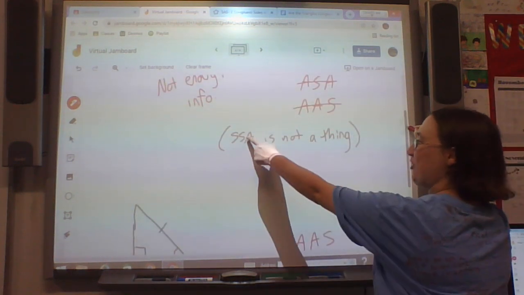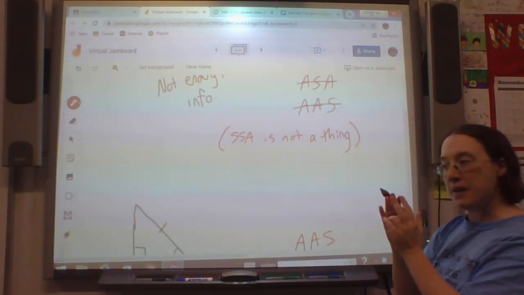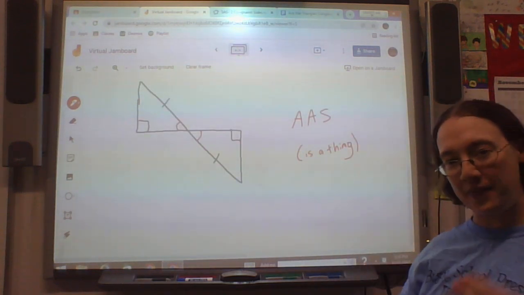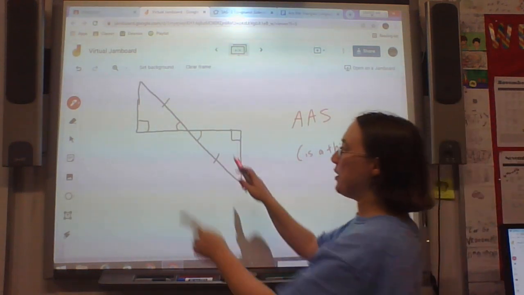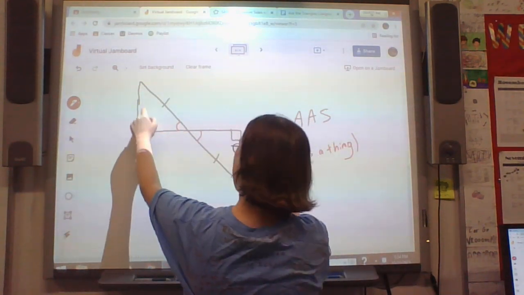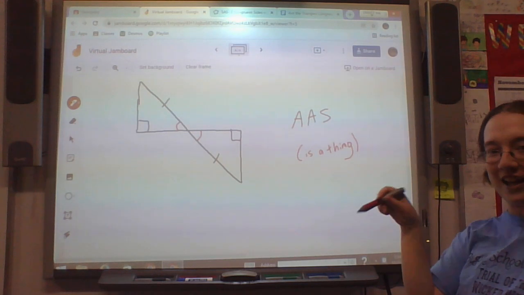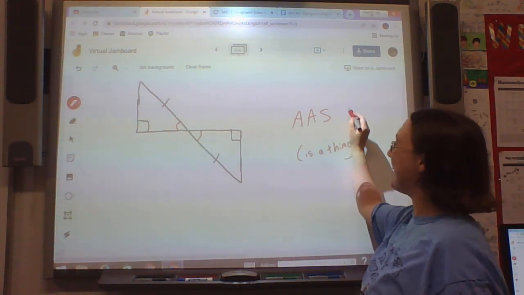So side, side, angle is not a thing. If we have two sides, it has to be an angle in between them, but angle, angle, side is a thing. And again, that's because as soon as we know these two angles are the same, these ones have to be. So angle, angle, side is really just angle, side, angle in disguise.